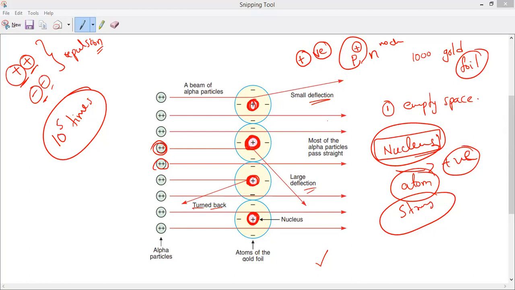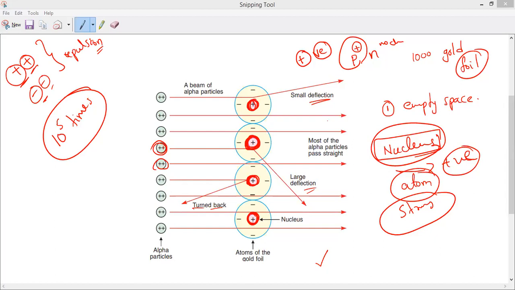First of all, we'll study the Rutherford model of the atom and the conclusions made by him, and later we will study the drawbacks of the Rutherford model of the atom. Okay. So now, first of all, keep reading Rutherford's model of the atom. So what is the Rutherford model of the atom? Can anyone say? It's very simple.